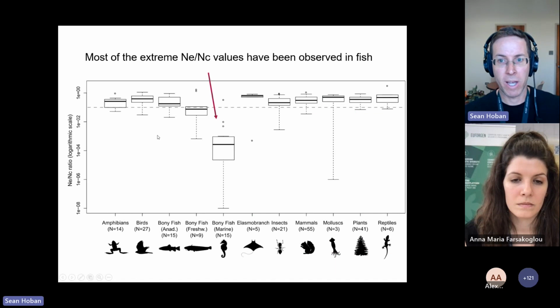There are extreme NE over NC values, but they're basically all in fish. They're not really in our compilation anyways, observed in plants, reptiles, mammals, amphibians, birds, etc. So especially for plants, it's a fairly constrained set of NE over NC ratios.